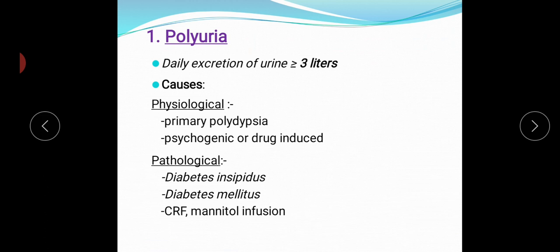Diabetes insipidus may be central or nephrogenic. Mainly here there will be a decreased reabsorption of water from the distal tubules and the collecting duct, either due to deficiency of ADH hormone or decreased sensitivity to ADH of the receptors present over the epithelial cells of the distal tubules and the collecting duct. So we have discussed central diabetes insipidus and nephrogenic diabetes insipidus. Second is diabetes mellitus. If the glucose level in diabetes mellitus is more than the threshold, then it may lead to polyuria.